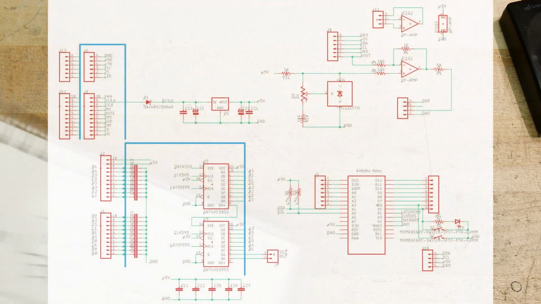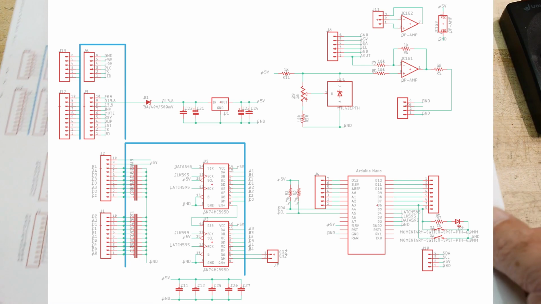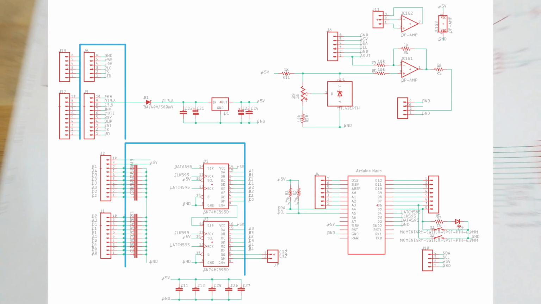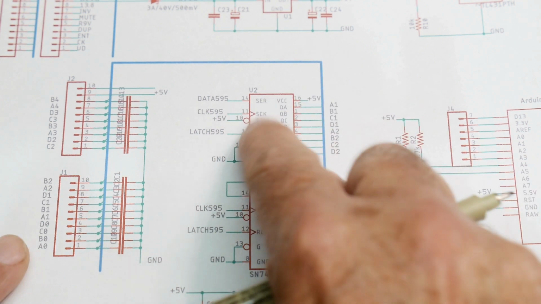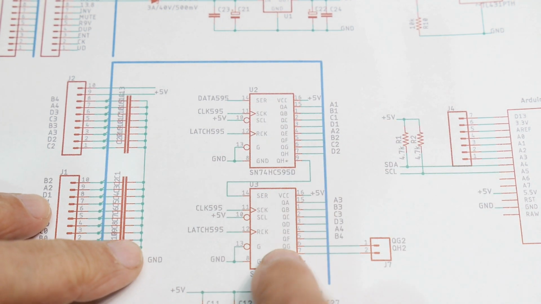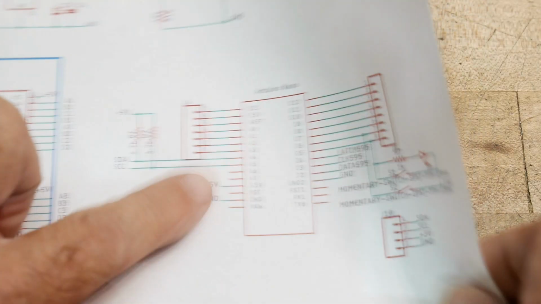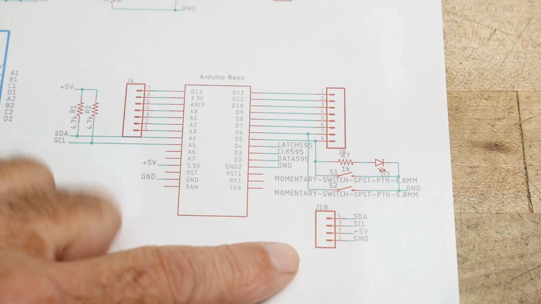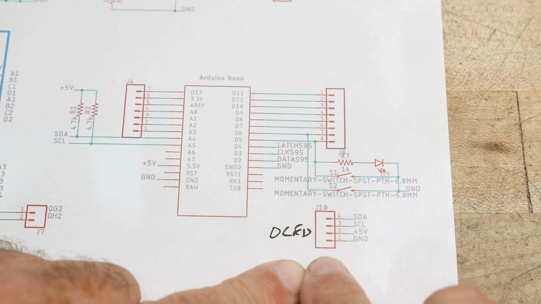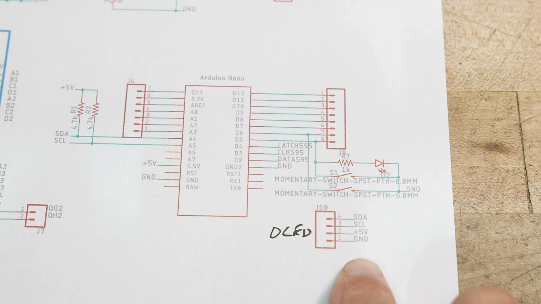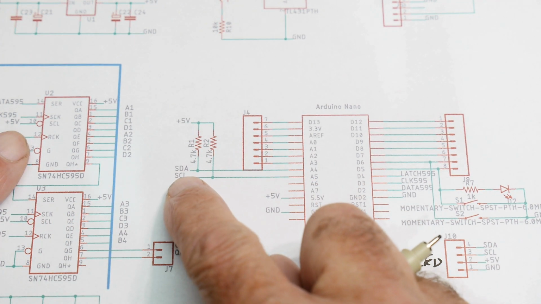Okay, so what did I end up doing? Here's the schematic. And these are the HC595. These are the 8-bit shift registers, so that gets me 16 bits. Okay, so that's there. This is the Arduino Nano. This is the OLED right here. And here's two switches. I put in an LED too. I put in some pull-ups on the I2C lines.